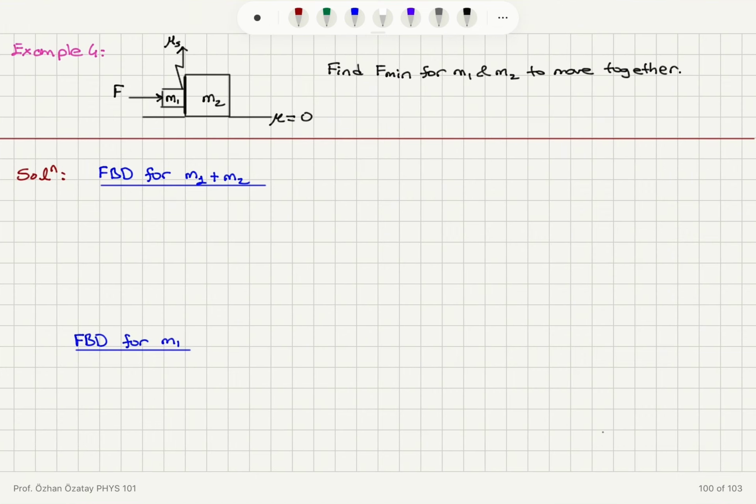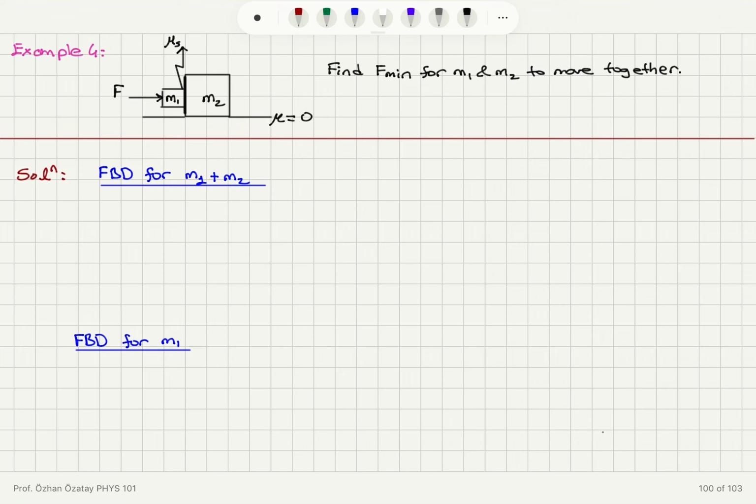Okay, let's move on to another example. Again, we have M1 and M2. There is friction between M1 and M2 on the y-axis at the side surface of M2. A force F is pushing M1 against M2. And what is the minimum force required to have M1 and M2 move together?